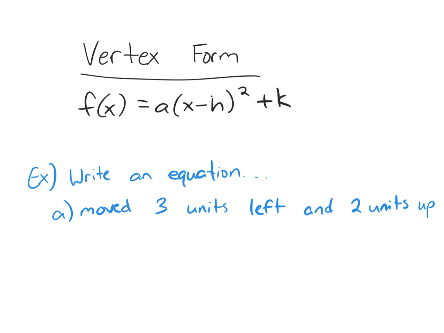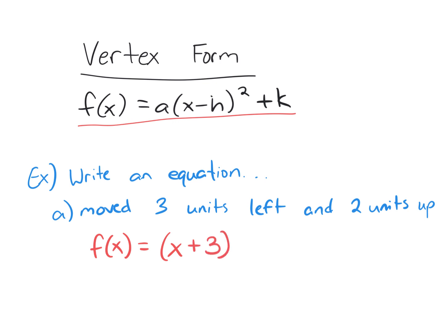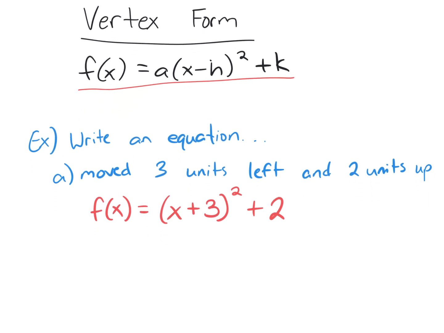So I'm going to rewrite the top equation as if it moved 3 units to the left and 2 units up. I have f of x equals, did I tell you anything about an a value? No, so I'm not going to write an a value. The a value is 1. So I have x, 3 units left. How would I write that? It would be plus 3. Remember, we have to think opposite with the x's. So it would be x plus 3. What do I always need after the parentheses? Squared. 2 units up, plus 2. Yep, so that's what that equation would look like.